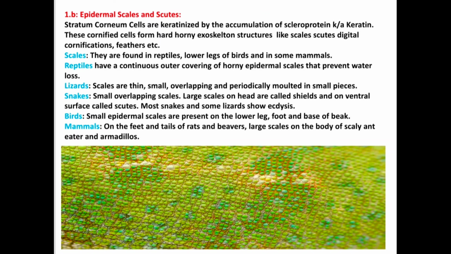These scales and scutes are either molted individually or molted together. That process is called ecdysis. The scales show an overlapping arrangement, for example, the scales of snakes. In birds, the scales can be present on the lower leg, the foot, or at the base of the beak. In mammals, these scales can be on the feet and tails of rats and beavers. There can be large scales on the body of the scaly anteater, for example, armadillo.